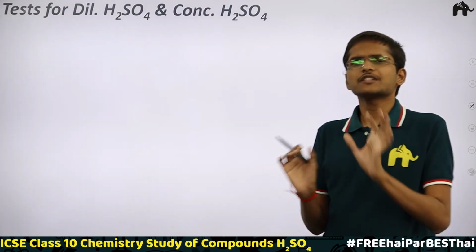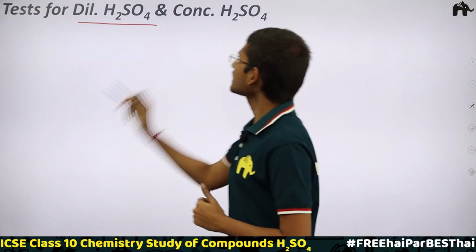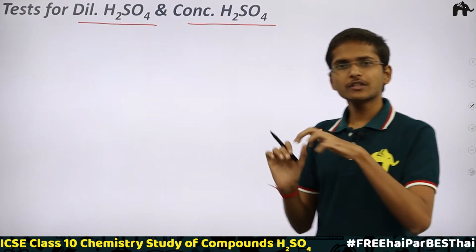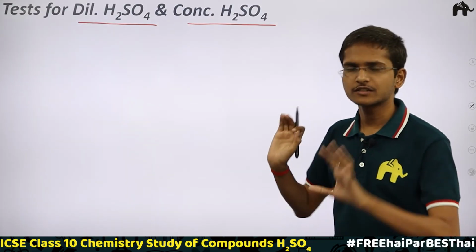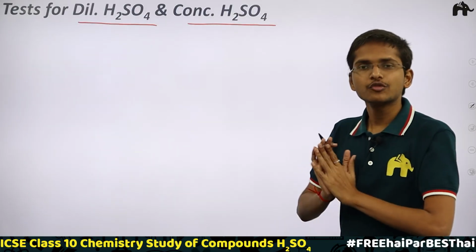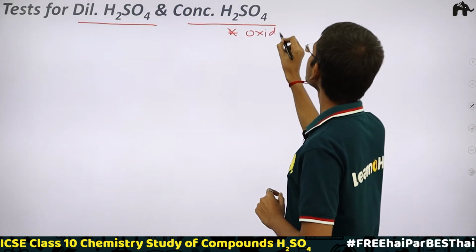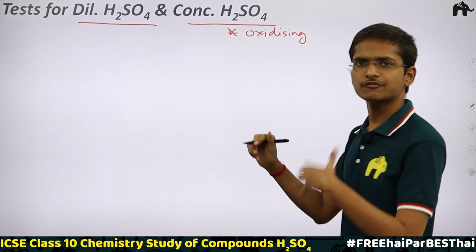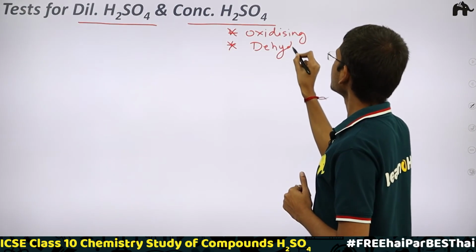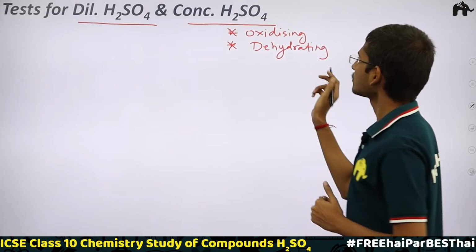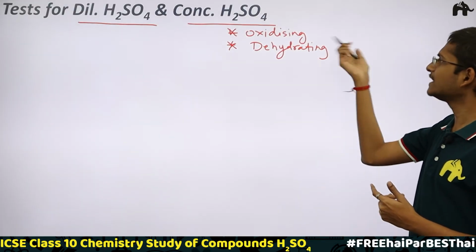Now, the last topic of this chapter is some tests for dilute sulfuric acid and concentrated sulfuric acid. The tests are based on the properties of dilute and concentrated sulfuric acid. From the entire discussion till now, you would have observed that concentrated sulfuric acid shows oxidizing properties. We have seen the examples of the reaction with non-metals and metals. It also shows the property of dehydrating other substances, or acts as a dehydrating agent. It behaves as an oxidizing agent, and as a dehydrating agent.